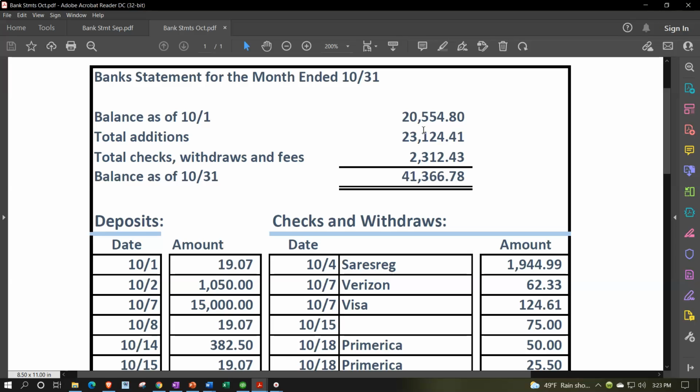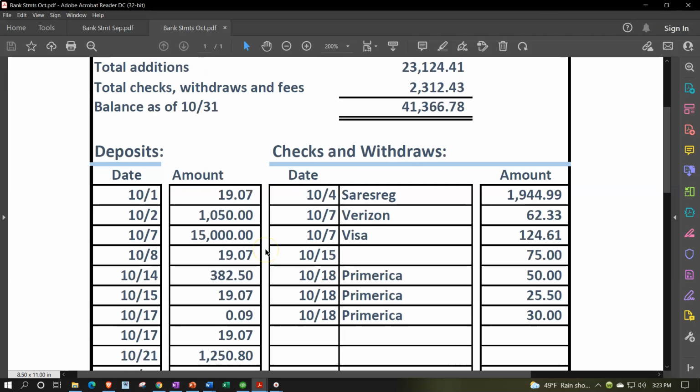So everything's tying out because we got this information directly from the same source. And then we have the increases, we've got the decreases to get to that ending balance. Then we have the activity of the deposits and the checks and decreases.